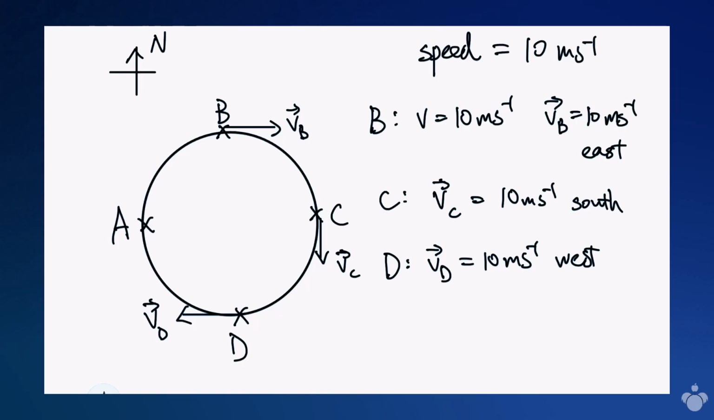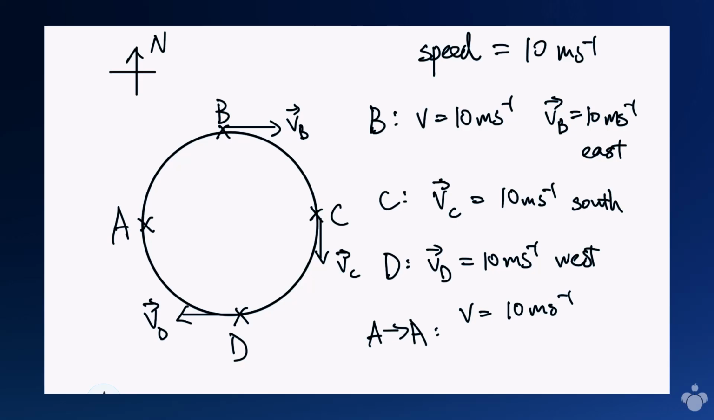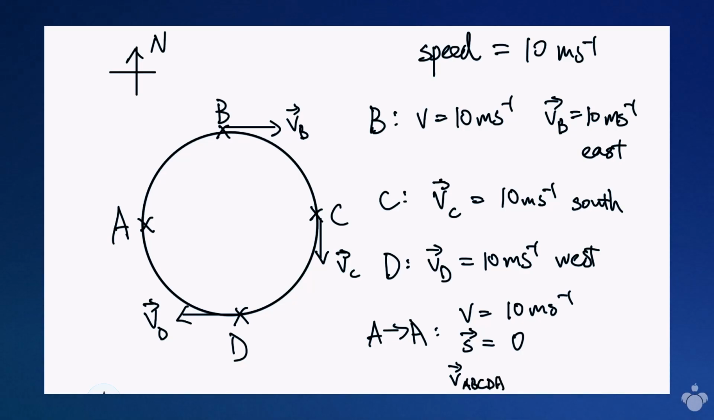Now, let's shift our focus to the entire journey and examine the average quantities. Once the car completes the circular path and returns to point A, the average speed for the journey is still 10 meters per second. This is calculated based on the total distance traveled divided by the total time taken. However, the average velocity for the journey is 0 because the car's total displacement, its change in position from start to finish, is 0. Dividing this 0 displacement by the time taken results in an average velocity of 0.